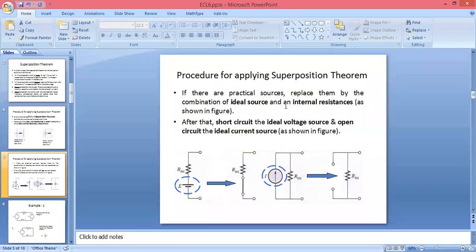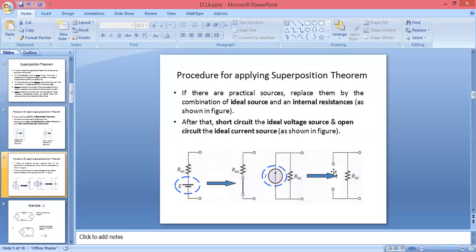But what we have to do is consider only one component, one element, one energy source, as active, and the remaining ones we have to remove. The current source we have to open. If we have a current source circuit where the resistance is in parallel, we will open that current source, and the internal resistance stays in parallel with it. But here we take the current source as an open circuit.